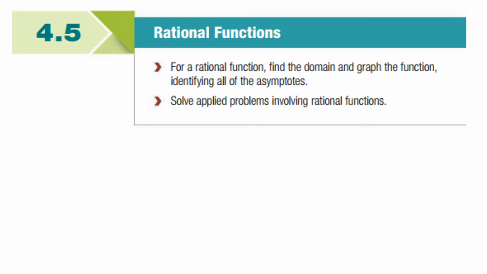Today's lecture covers Chapter 4.5, and we have two learning objectives. For a rational function, we learn how to find the domain and graph the function, identifying all of the different kinds of asymptotes, and we also solve some applied problems involving rational functions. Turns out this first objective is rather involved, and so please take your time with this video. You may end up watching it more than once.